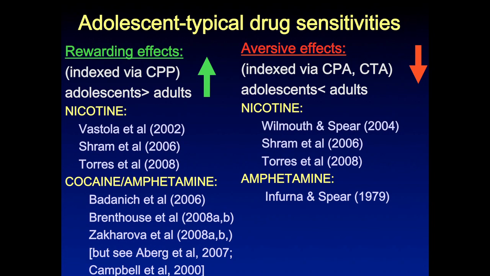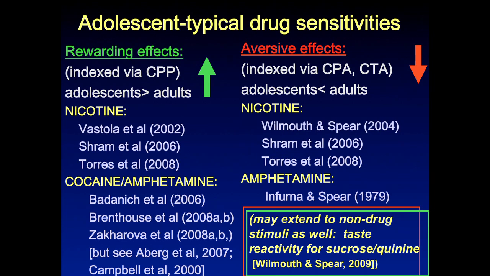So this general increased and decreased sensitivity seems to go for a variety of other drugs, and it seems to extend to non-drug stimuli as well. We've looked at taste reactivity for sucrose and quinine, which are ways to measure liking of a beverage, and we see the same thing with sucrose, with adolescents being more sensitive to intermediate concentrations of sucrose and less sensitive to the aversive taste of quinine than adults.